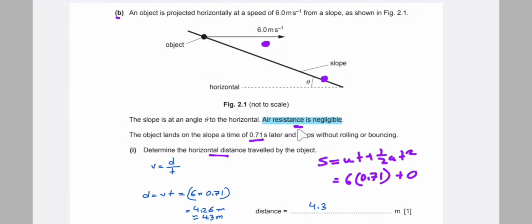Since air resistance is negligible, as the object moves from this point to this point like this, there is no air resistance given. That means there is no backward force. There is no forward force, and since there is no air resistance, there is no backward resistive force. So here we can see that the resultant force is 0. Since the resultant force is 0 and force is equal to mass into acceleration, the acceleration is also 0. So after substituting the values, we get a distance of 4.26 meter, that is approximately 4.3 meter to two significant figures.